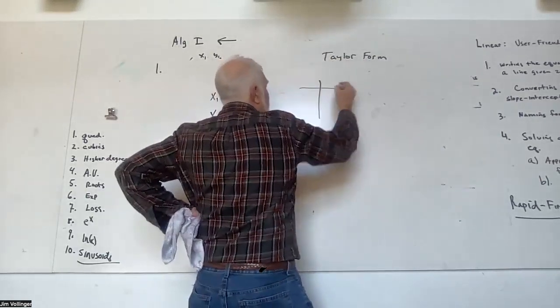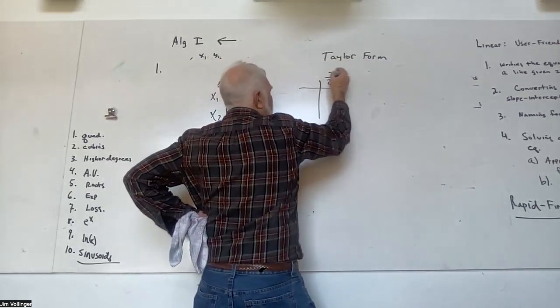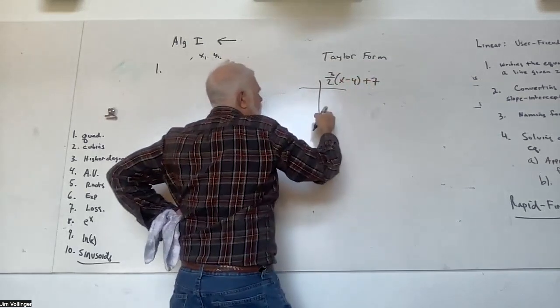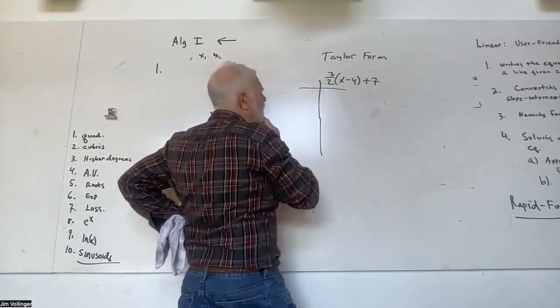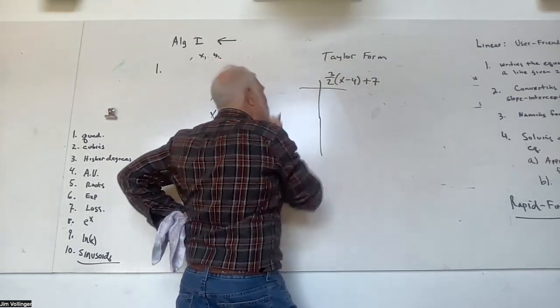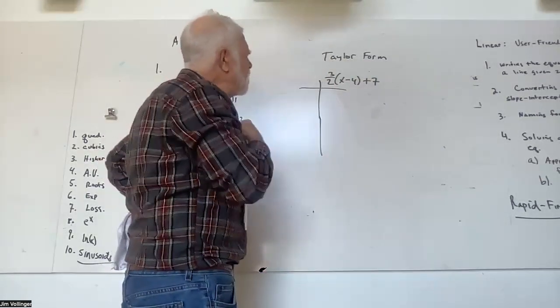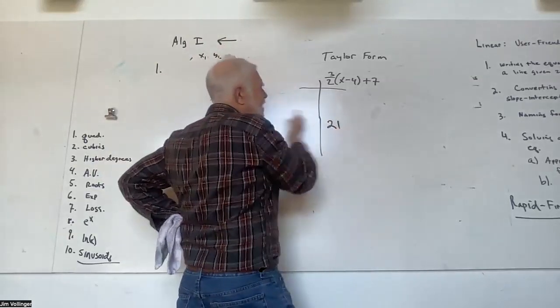So we have this linear equation, let's call it 3 halves x minus 4 plus 7. There's a linear equation, which is in the y column. And let's put a number in the y column. I'm gonna get a canned one here. So let's get something nice here. Let's go to 21. When does this thing equal 21?